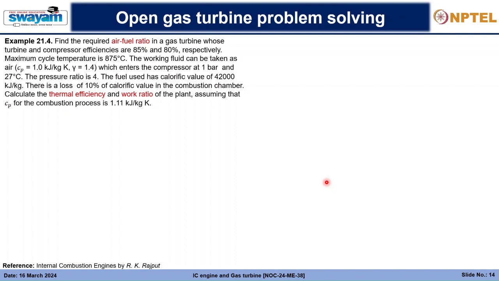Okay, the fuel used has a calorific value of 42,000 kilojoule per kg, and there is a loss of 10% of calorific value in the combustion chamber. So we need to calculate the thermal efficiency and the work ratio of the plant, assuming the Cp for the combustion process is 1.1 kilojoule per kg. So let us take 1 minute to understand this question, and finally we'll have the solution after 1 minute.